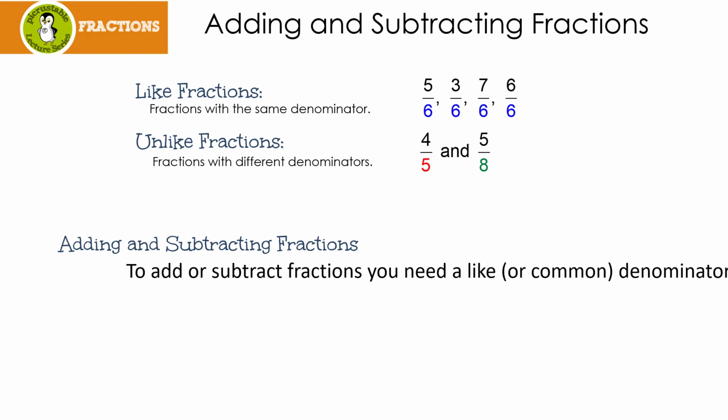The big rule to adding and subtracting fractions is that you need a common or like denominator. That means the bottoms have to be the same. Notice I didn't say the least common denominator. It doesn't need to be the least common denominator. They just have to be like denominators. They have to be the same.